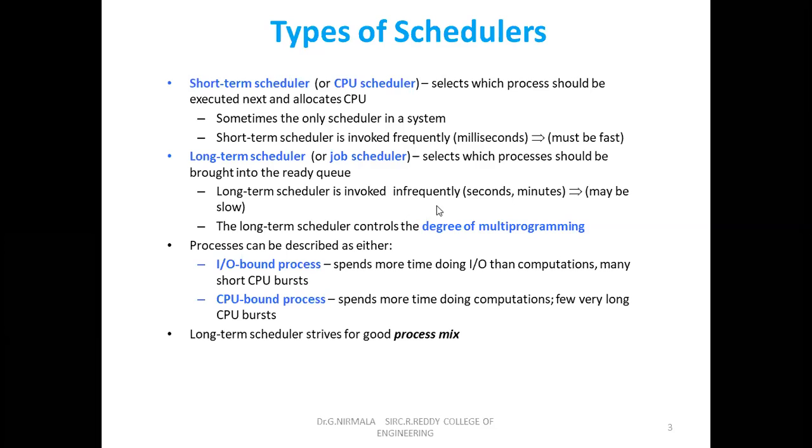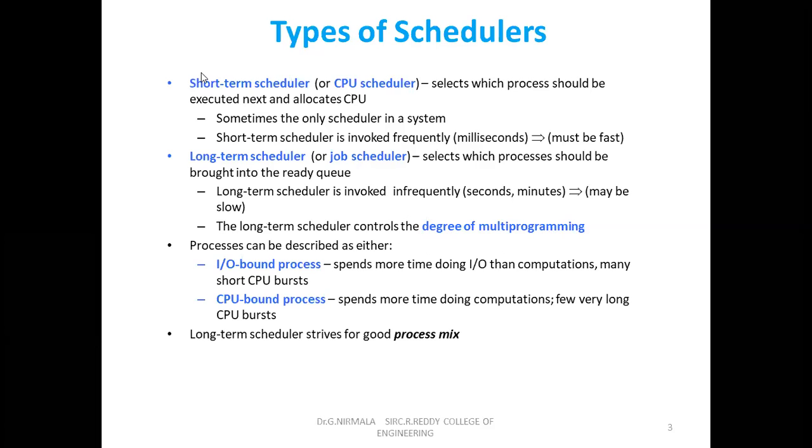The long-term scheduler is invoked infrequently, in seconds or minutes, so it may be slow. The long-term scheduler controls the degree of multi-programming. Everybody knows multi-programming means executing more than one program at a time. It controls the entire degree of multi-programming.